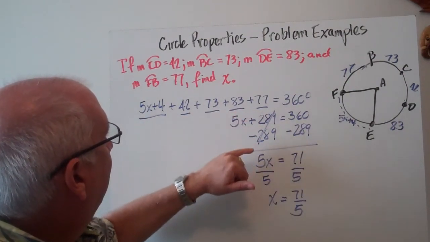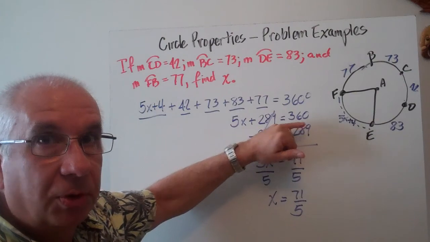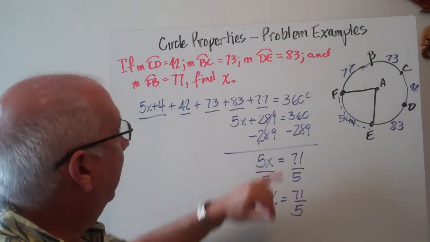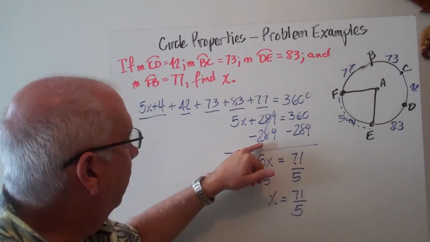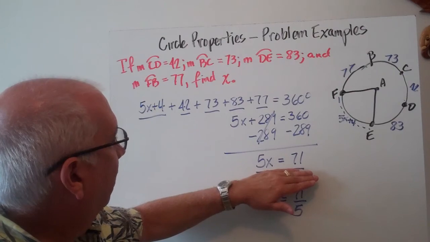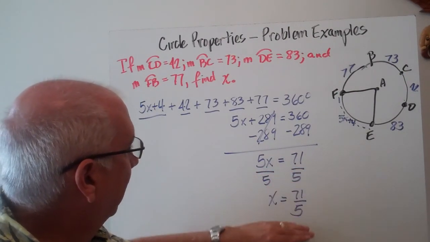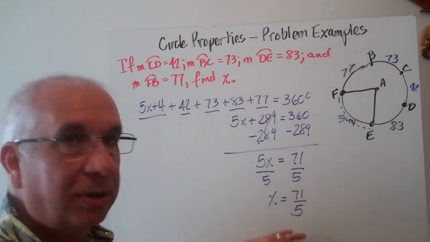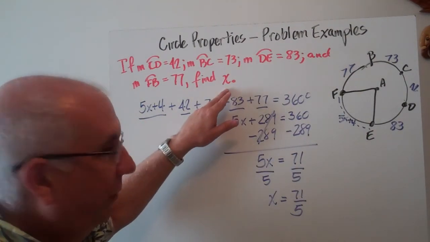So we combine like terms here. We come up with 5x plus 289 is equal to 360. We've got to move this 289, so we subtract 289 from both sides, which leaves us with 5x is equal to 71. Divide both sides by 5, and we find out that x is equal to 71 over 5. That's the value of x.